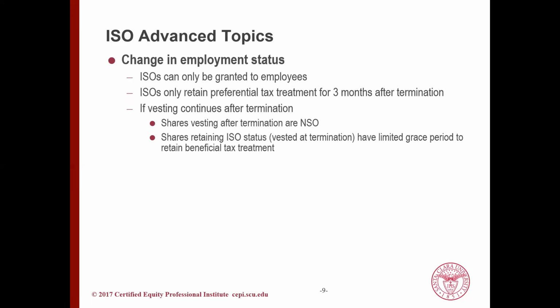For ISOs, the estate can have until the end of the option's term to exercise, although companies can set shorter limits. For example, the XYZ company sample plan document in your binder limits post-death exercise to 1 year. If options are exercised prior to death, the transfer of the shares after the exercise is not a disposition, and the ISO holding periods do not apply.